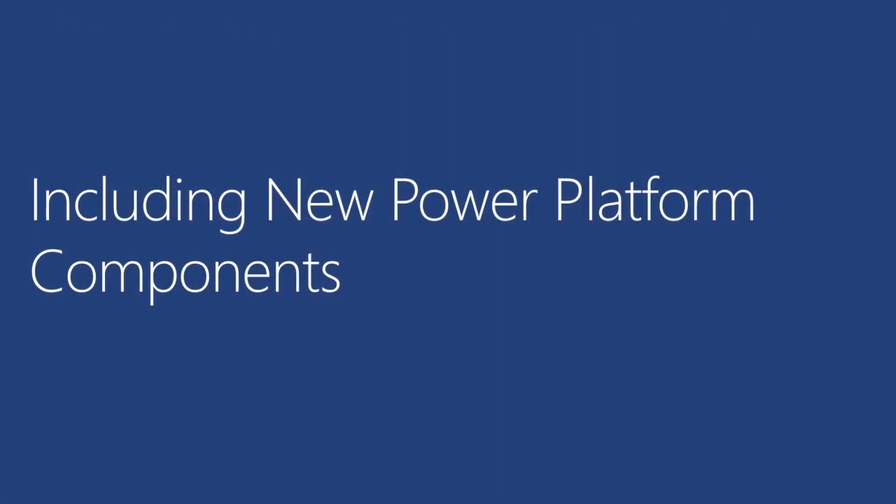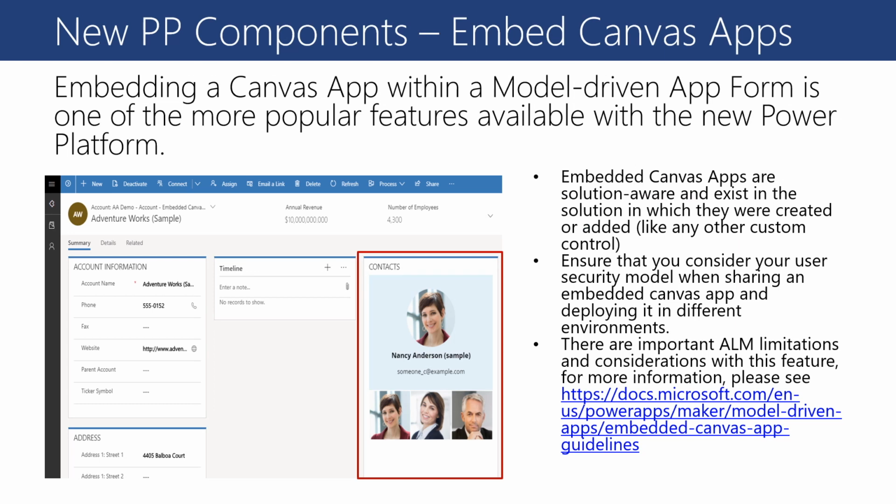There are new components included with the Power Platform that you may want to include in your solutions. One of the most powerful features of the new Power Platform is the ability to embed Canvas apps in your model-driven apps. Embedded Canvas apps are solution-aware and exist in the solution in which they were created or added, like any other custom control. You should ensure that you consider your user security model when sharing an embedded Canvas app and deploying it in different environments. There are important ALM limitations and considerations with this feature. For more information, please see the following link.